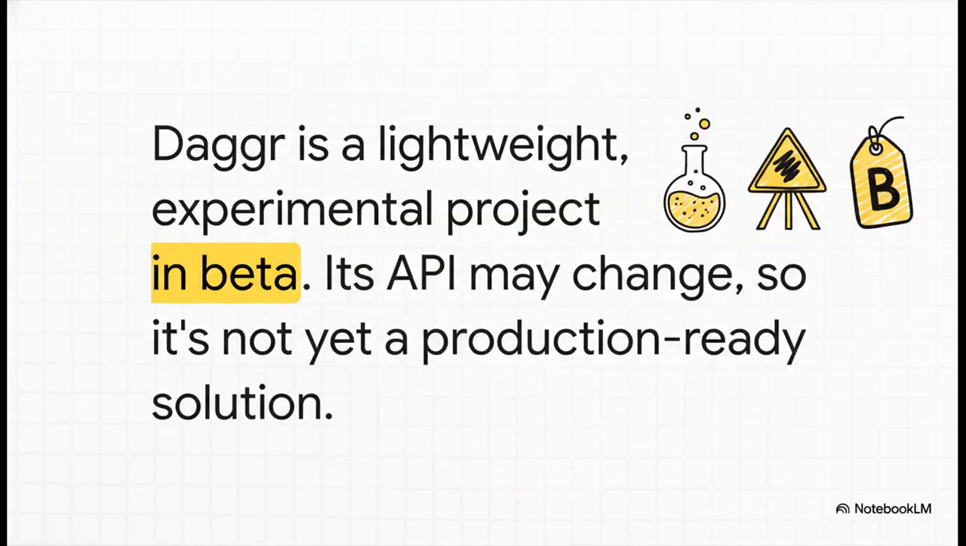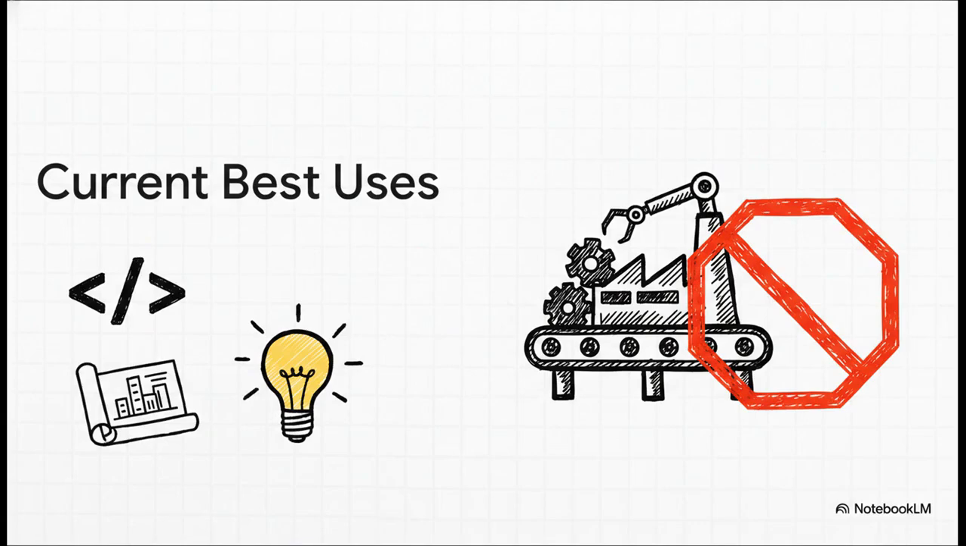Now, time for a quick reality check. It's really important to remember that Daggr is still a lightweight, experimental project. It's in beta, which means the way you use it, the API, might change as the team gets more feedback from users. So, what does that mean for you? It means you need to know where it fits in your toolbox. Right now, Daggr is absolutely perfect for development, for super fast experimentation, and for building out prototypes. It's not meant to be a production-ready solution, at least not yet. But for that early, messy, creative part of a project, it looks incredibly powerful.